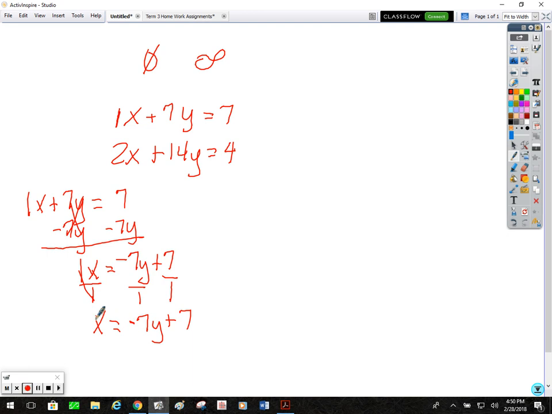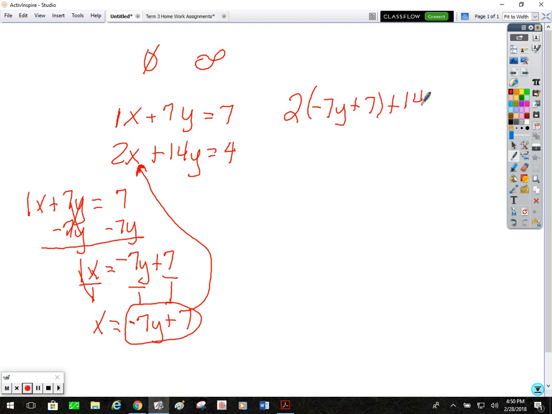Alright, so now I have a variable isolated. So what I can do with this is take this right here and plug it into the other equation, but this time I'm going to plug it in right where the x is, not the y like we did last time. So what I have now is 2 times negative 7y plus 7, plus 14y is equal to 4. Alright, let's do our distributing. Now we're going to distribute the 2 to the negative 7y and the positive 7.